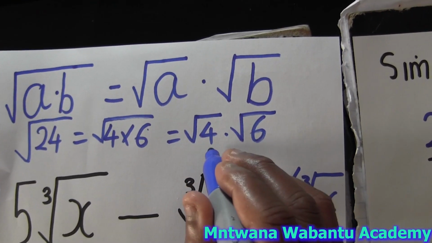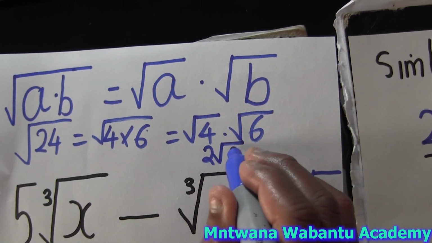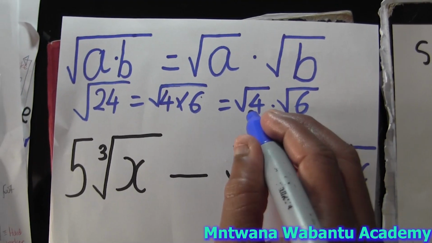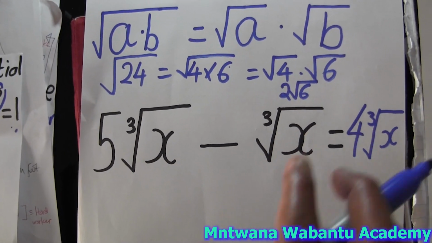But we know when you take the square root of 4, we get 2. So it's going to be 2. Square root of 6, there's no number. When you take the square root of 6, there's no whole number. But for 4, we know we're going to get 2. So that's one of the rules. You know what I'm saying?